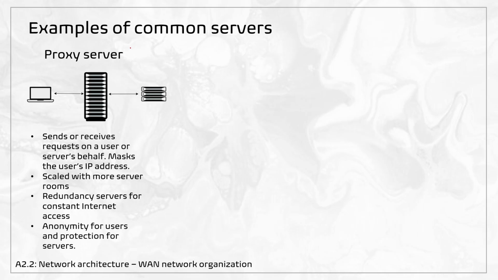A proxy server is a server that sends requests on a server or client's behalf. This allows the original client or server to mask their IP address online, as everyone else only sees the proxy server's IP address, providing anonymity when using the internet. It scales with more server rooms as it can handle more users at the same time.